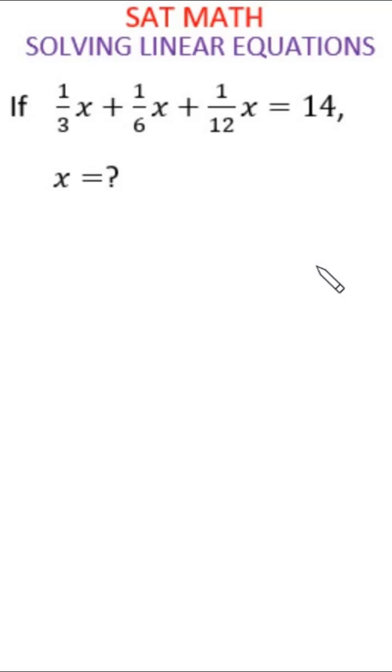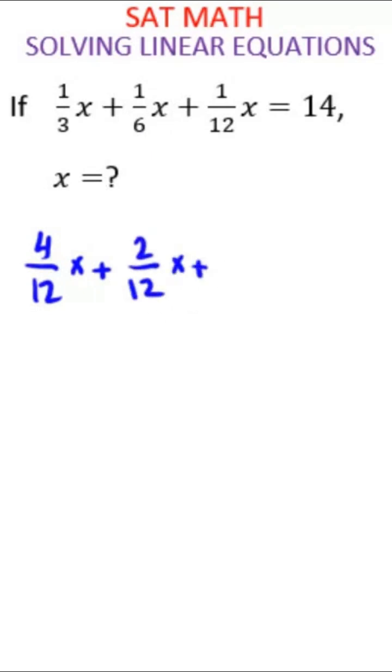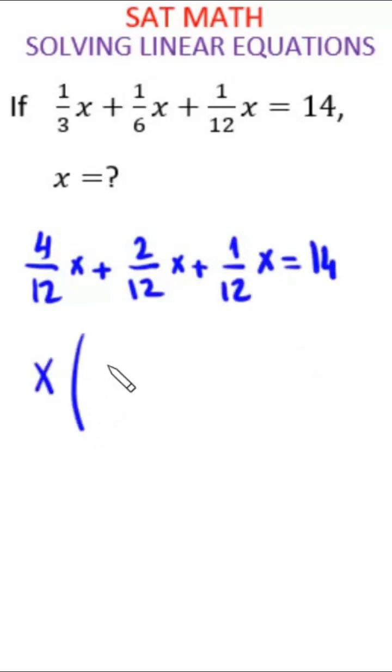If 1 over 3x plus 1 over 6x plus 1 over 12x is equal to 14, what is the value of x? So the least common multiple of 3, 6, and 12 is 12. We're going to make all the denominators 12 first. So we need to multiply 3 by 4 and then 1 by 4. So we're going to get 4 over 12x here, plus 6 by 2 and 1 by 2, so we're going to get 2 over 12x, plus this is already 12, so it's 1 over 12x is equal to 14. So now let's take x out, and then let's combine all the coefficients.